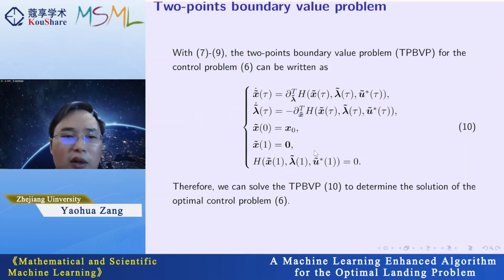So with equations 7 to 9, the two-point boundary value problem for the control problem 6 can be written as the following form 10. Therefore, we can solve the two-point boundary value problem 10 to determine the solution of the original optimal control problem 6.